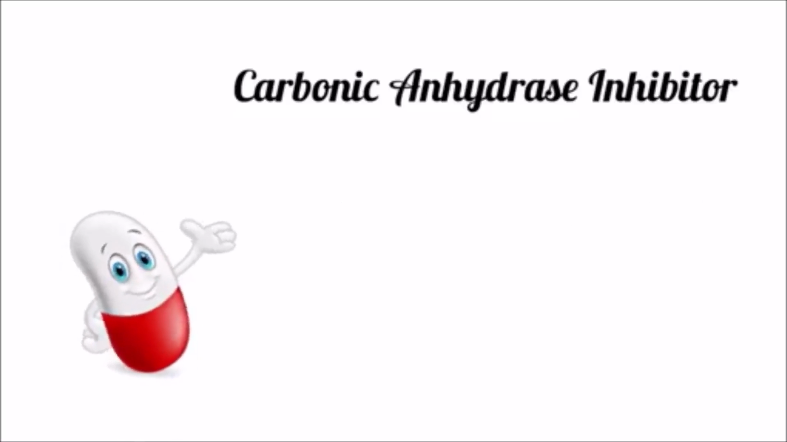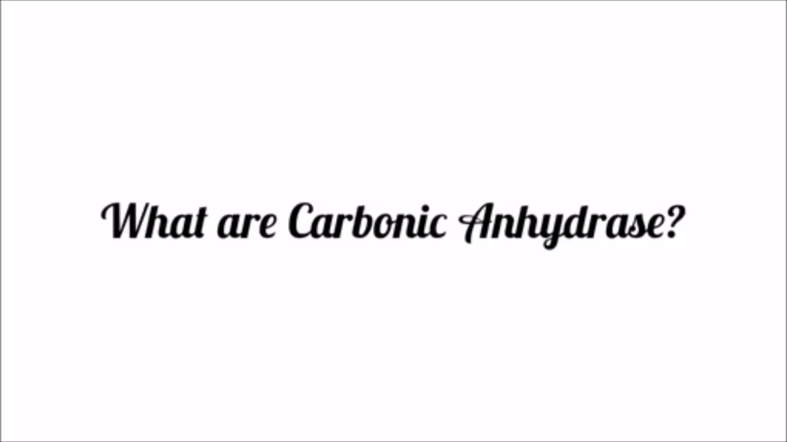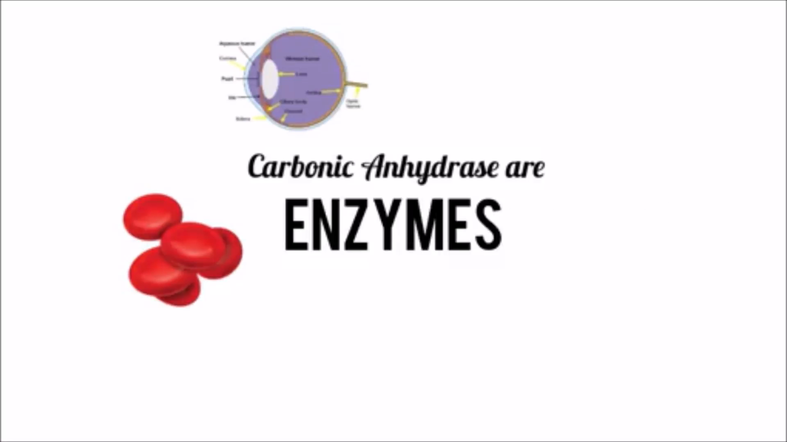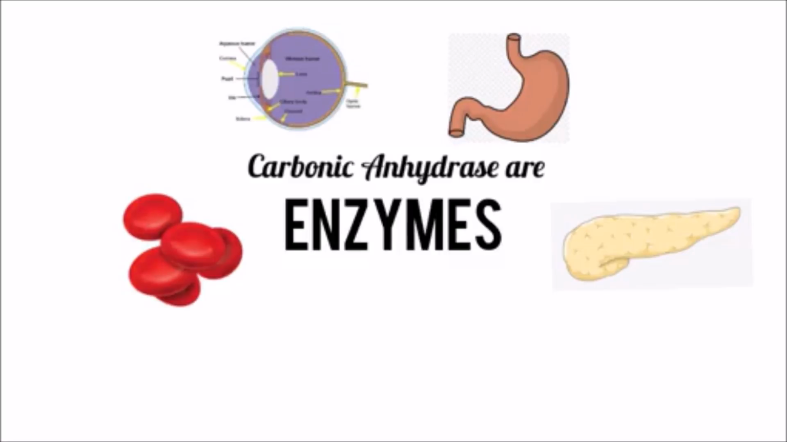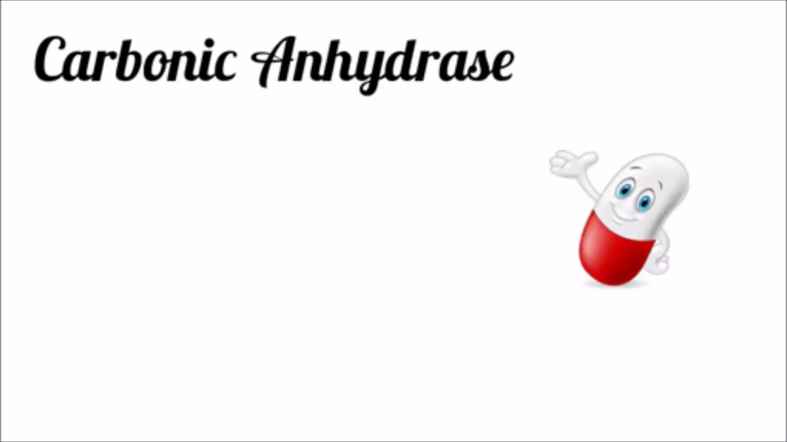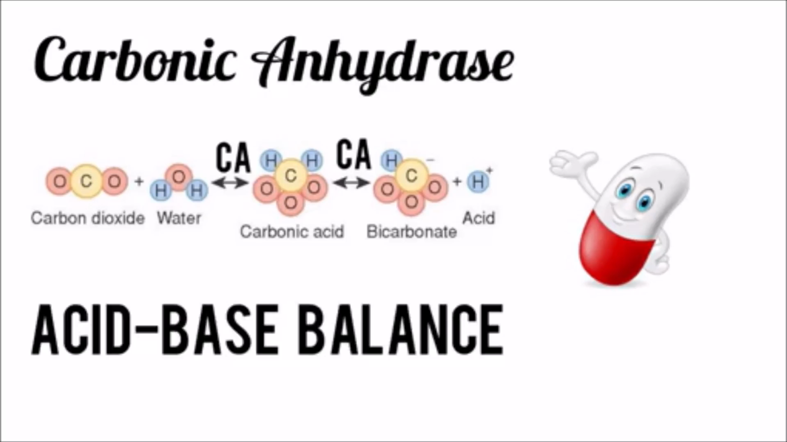As a carbonic anhydrase inhibitor, from the word itself, I inhibit the activities of carbonic anhydrase. But what is carbonic anhydrase? Carbonic anhydrases are enzymes present in red blood cells, ciliary body, gastric mucosa, pancreatic cells, and in the main site of my action, which is the renal tubules. They catalyze the formation of carbonic acid from carbon dioxide and water, which can freely dissociate into hydrogen ions, which is acidic, and bicarbonate ions, which is basic. Hence, they play a role in acid-base balance, leading to the maintenance of ideal blood pH level.